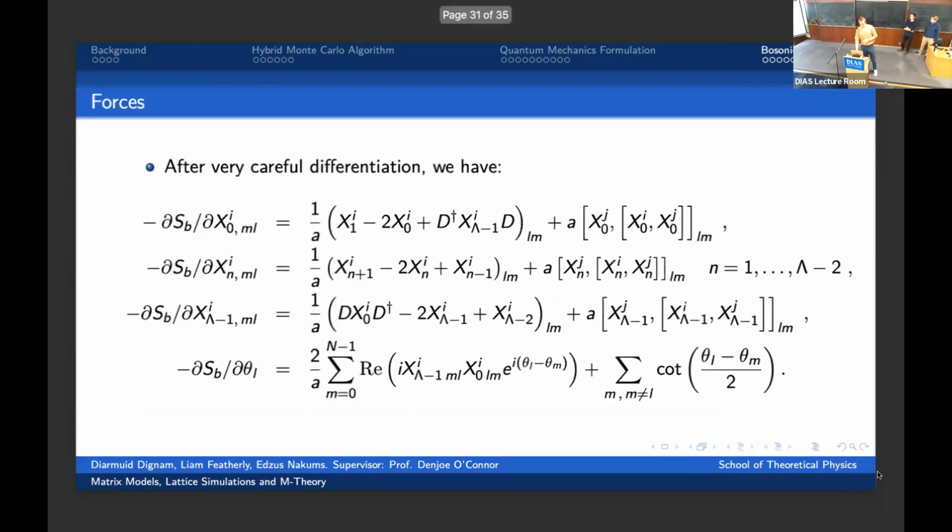What does this notation mean? This 0 and ml? So the ml refers to the angles, the thetas. 0 meaning, this subscript here is the point on the time discretized lattice. So this 0 means the very first one. N here goes from 1 to lambda minus 2, and this is just the second to last point on the lattice.